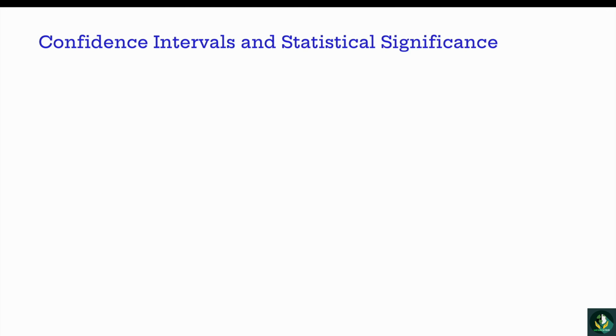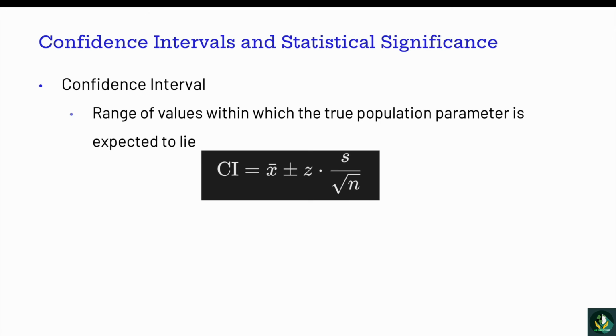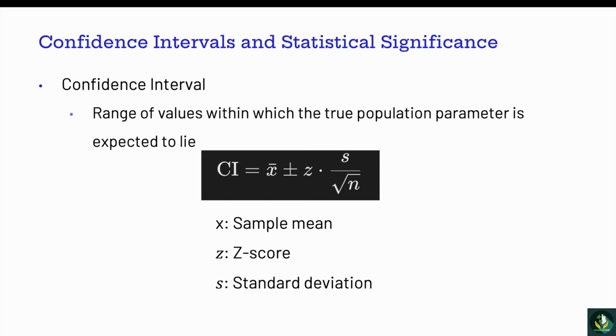Next, let's look at the confidence intervals and statistical significance. Now, confidence interval. It's a range of values within which the true population parameter is expected to lie. The formula for this confidence interval is CI equal to x bar plus or minus z times s divided by square root of n, where x bar is a sample mean, z is the z-score, example 1.96 for 95% confidence, and we have s, which is standard deviation, which we already learned how to do.